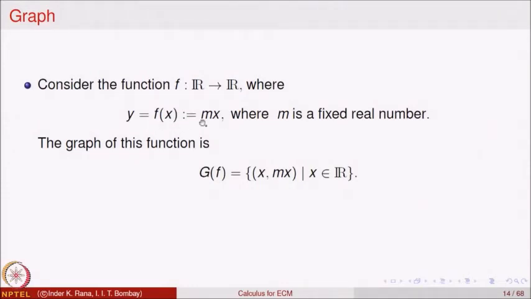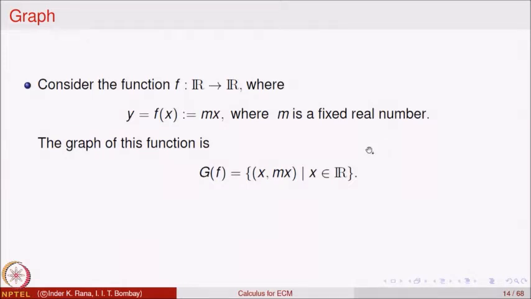So, or f of x is equal to mx. So, f of x is denoted by y. So, one normally writes it as y equal to mx, where m is a fixed real number. So, one would like to know what is the graph of this function. How do you visualize the graph of this function as a set of points on the plane?